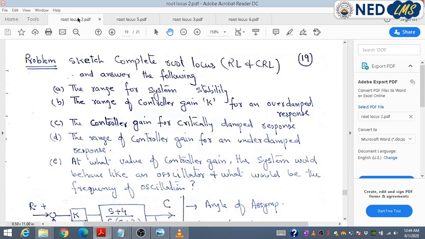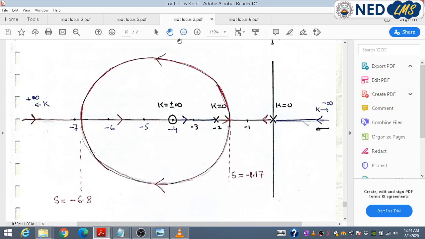The next query is at what value of the controller gain the system would behave like an oscillator, and what would be the frequency of oscillation. In this picture it is evident that the root locus is not crossing the imaginary axis, which is the axis where sigma is 0. If the root locus crosses the imaginary axis, where sigma is 0, its transient response will never die out. This system will remain oscillating, and the point of intersection will give us the frequency of oscillation.